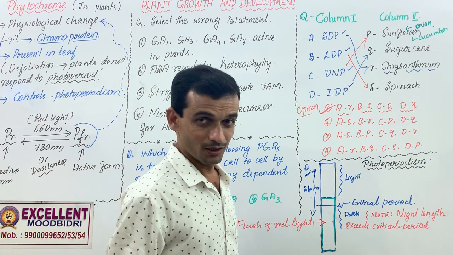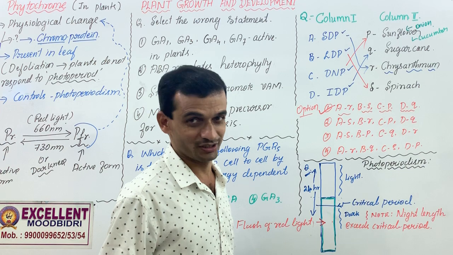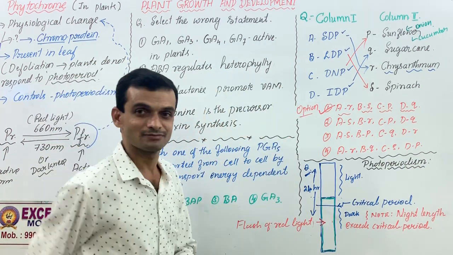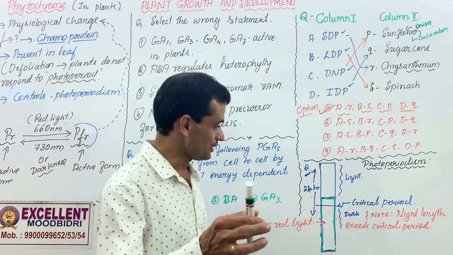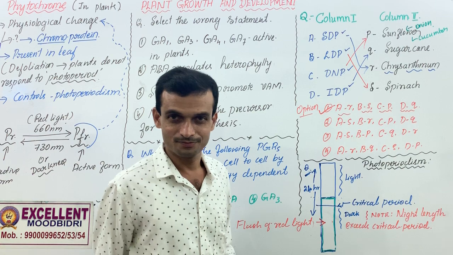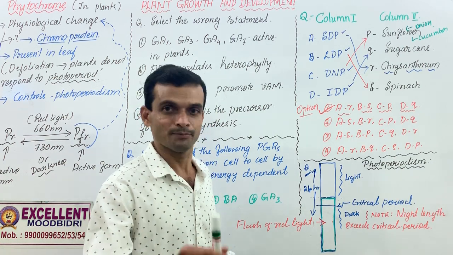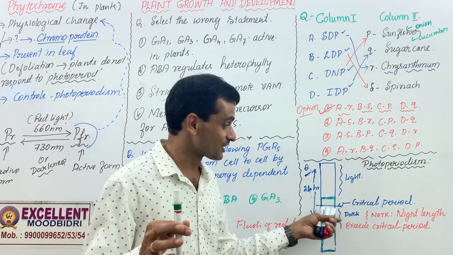Yes. Now my discussion doesn't end here. I have got one more thing to discuss. I have written flash of red light. Look at this carefully. I have got a short day plant. Yes, I understand that the short day plant produces flower when the night length exceeds critical period.